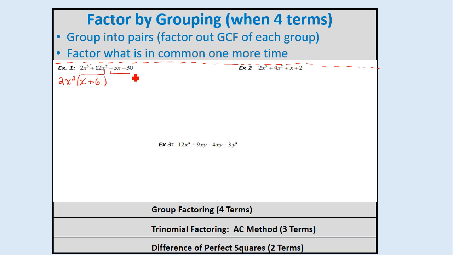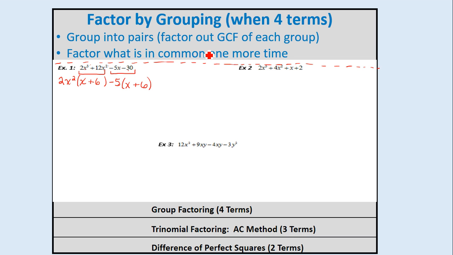Now I do the same thing for these last two. What are these last two terms? What can they be divided by? Well, I can divide a -5 out of both of them. -5 and -30 can both be divided by -5. And if I do that, what would it look like? -5 divided by -5 would be 1, x left. -30 divided by -5 would make positive 6. So we grouped into pairs and we factored out the greatest common factor of each group.